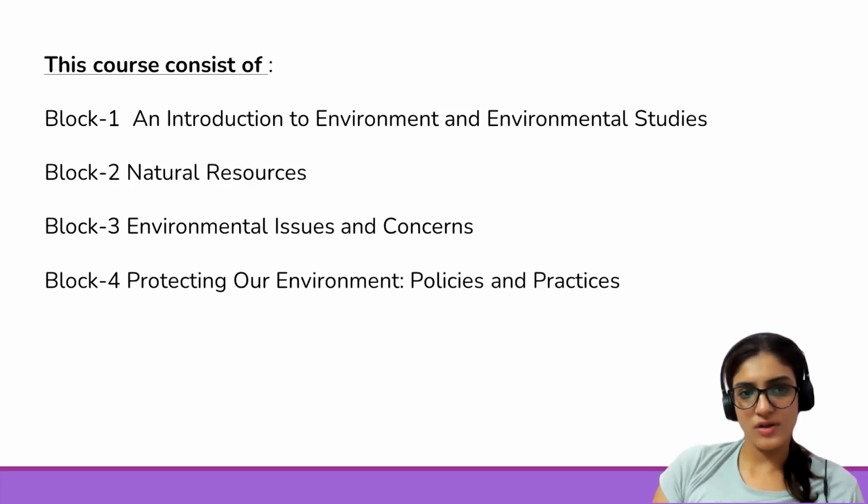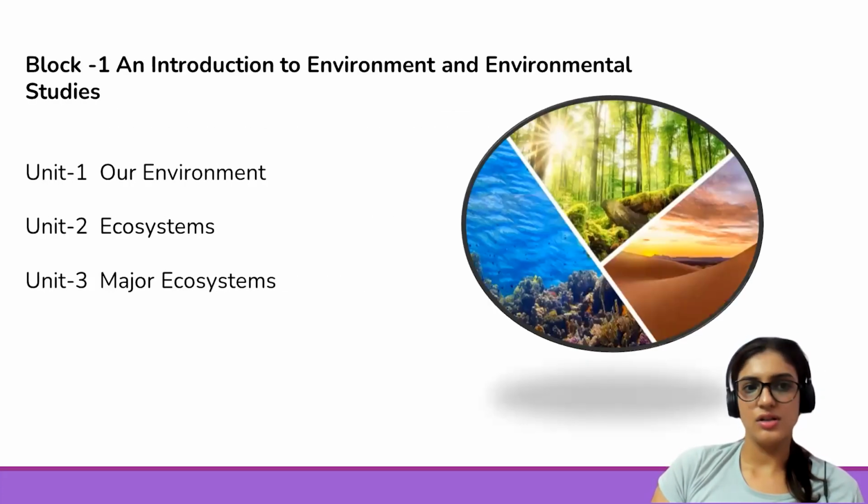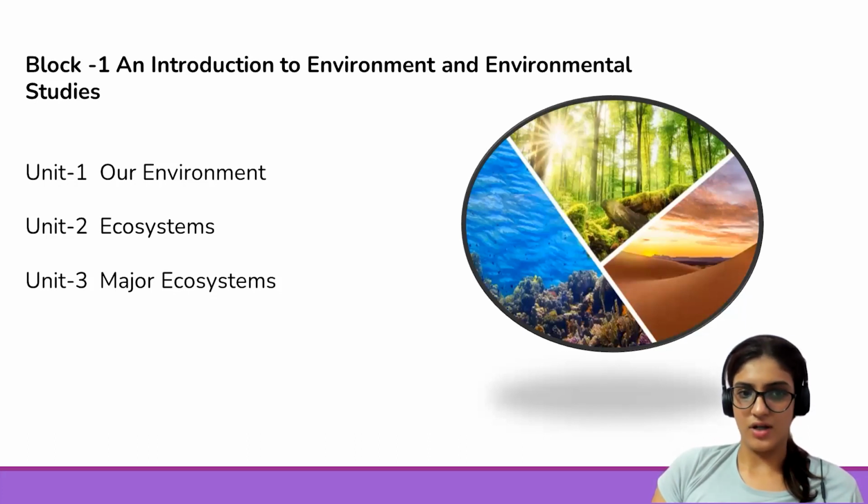Each of these blocks is then further divided into some units. There are a total of 14 units in the syllabus that are divided into these 4 blocks. Block 1 is divided into 3 units. Unit 1 is Our Environment, Unit 2 is Ecosystems, and Unit 3 is Major Ecosystems. In the first unit, we are going to discuss the basics of environmental studies and what is environment and the other terms like ecology, ecosystems, and sustainability.